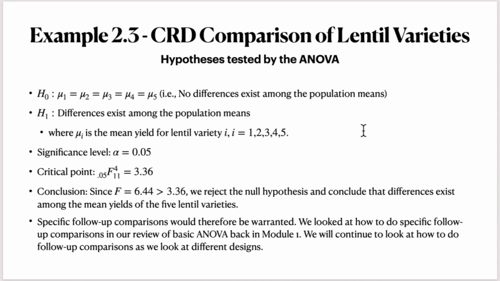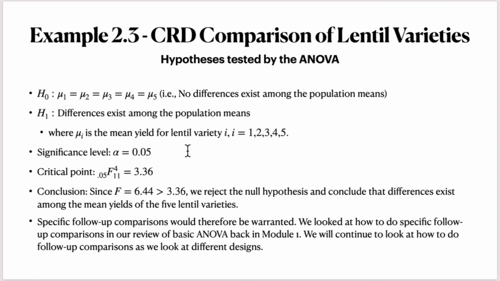Again, what hypotheses are being tested by this particular ANOVA? Well, the null hypothesis is that there are no differences among the population means. In this case, there are no differences among the average yields of the different lentil varieties. That's the null hypothesis, and it's represented notationally this way, that the population means are all equal. The alternative would be the opposite, that there are differences among the population means.